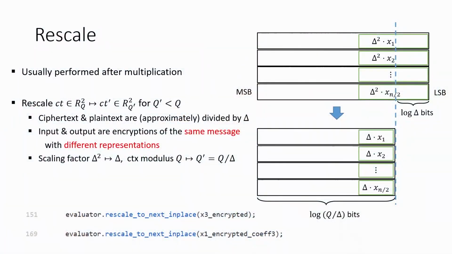So similar to the case of fixed point arithmetic, the rescaling operation divides the ciphertext by delta and cuts off the least significant bits, log delta bits of the ciphertext modulus, and thereby the plaintext. So we recover the scaling factor delta after the rescaling procedure. This is why the rescaling procedure usually comes after homomorphic multiplication, to maintain the same scaling factor during the computation.